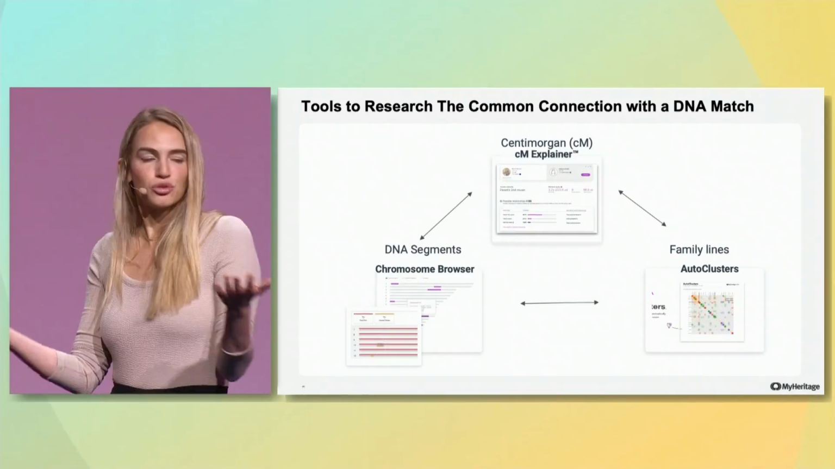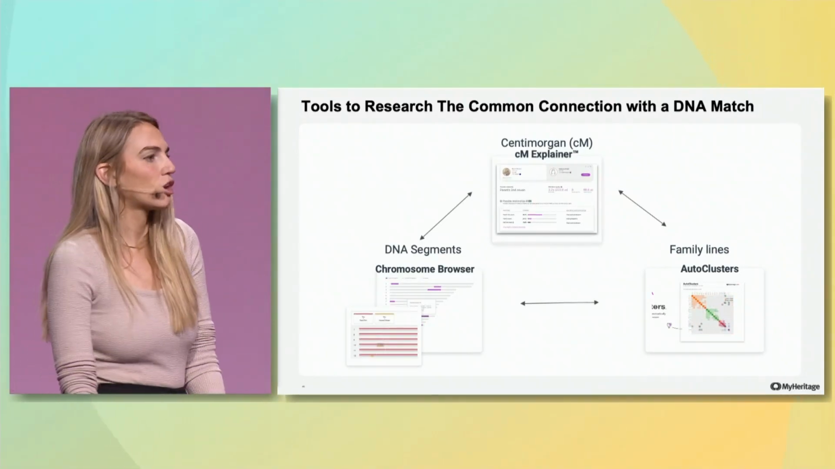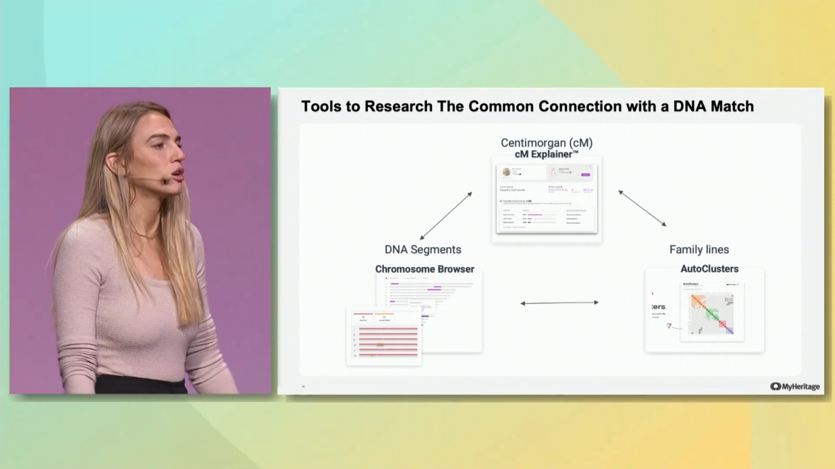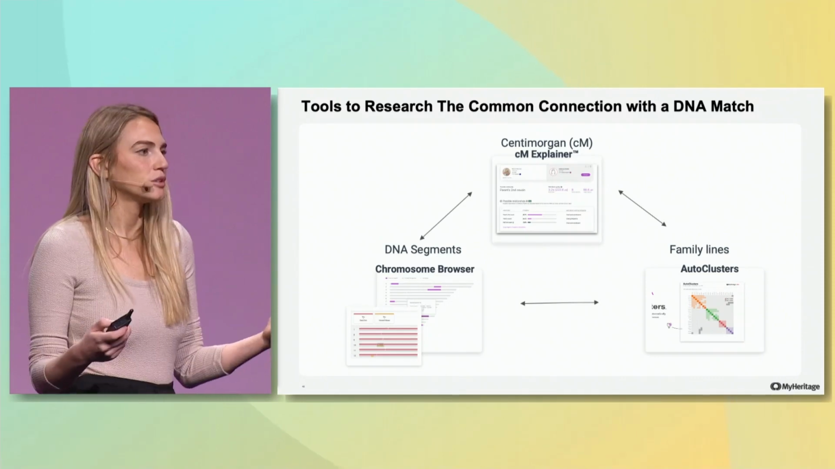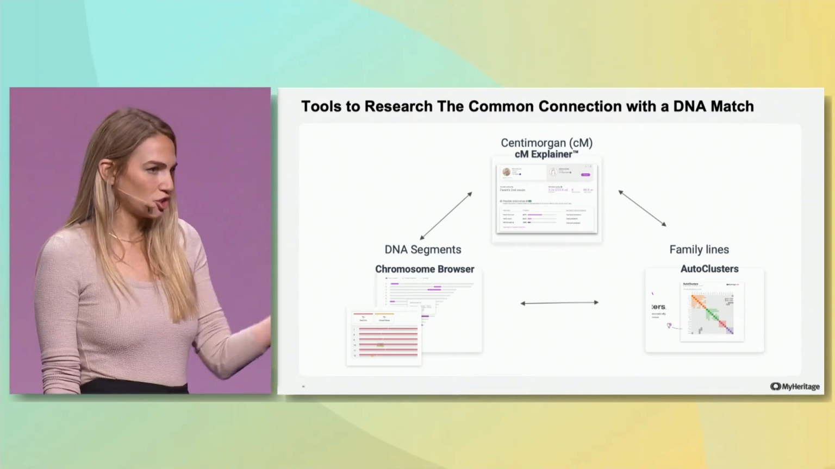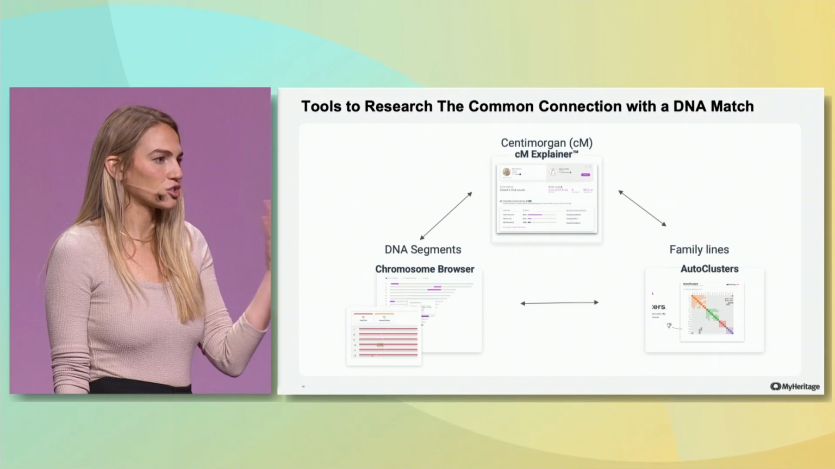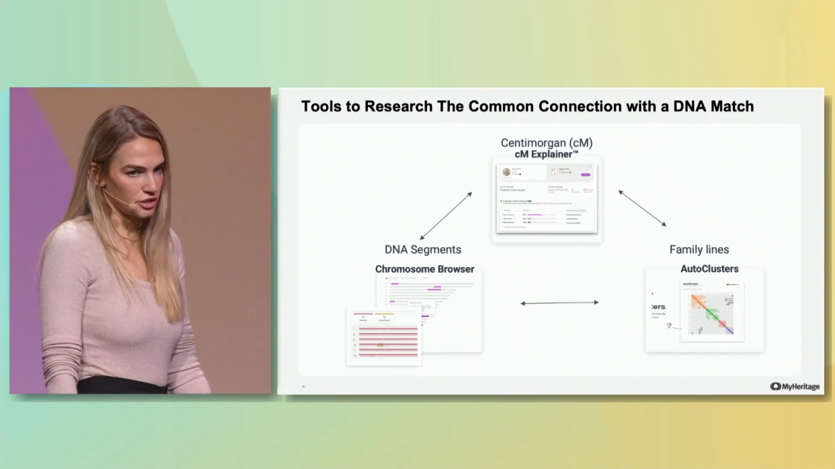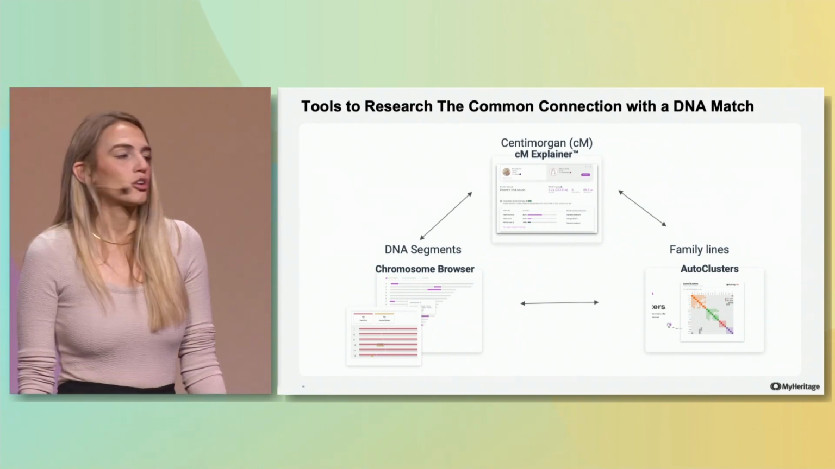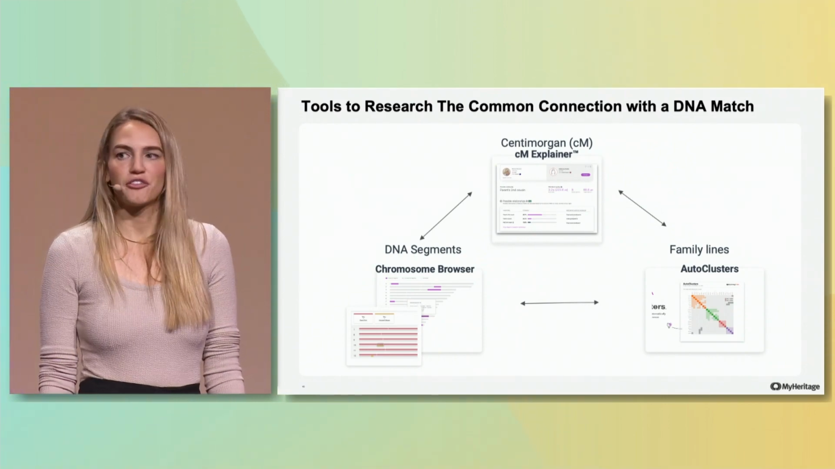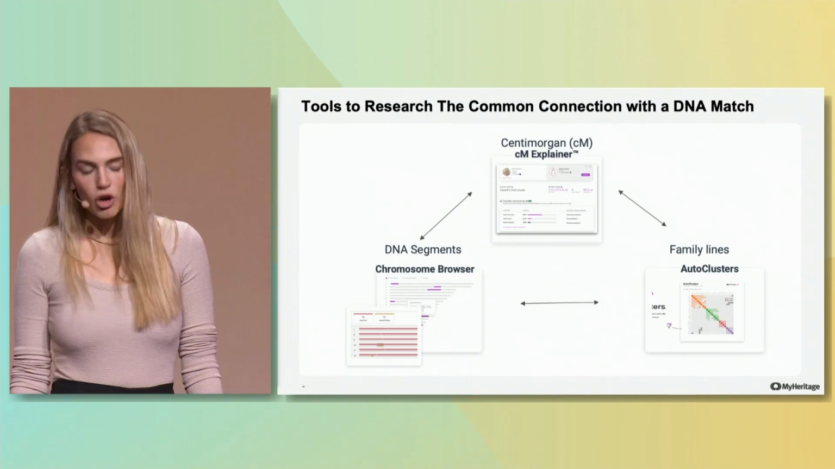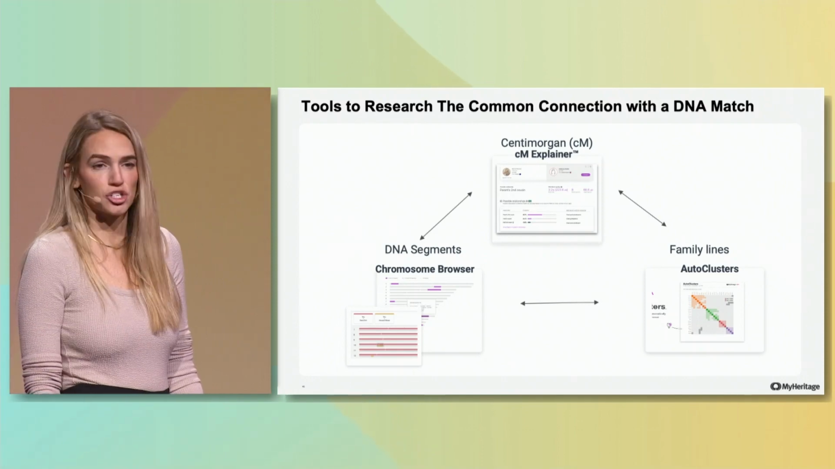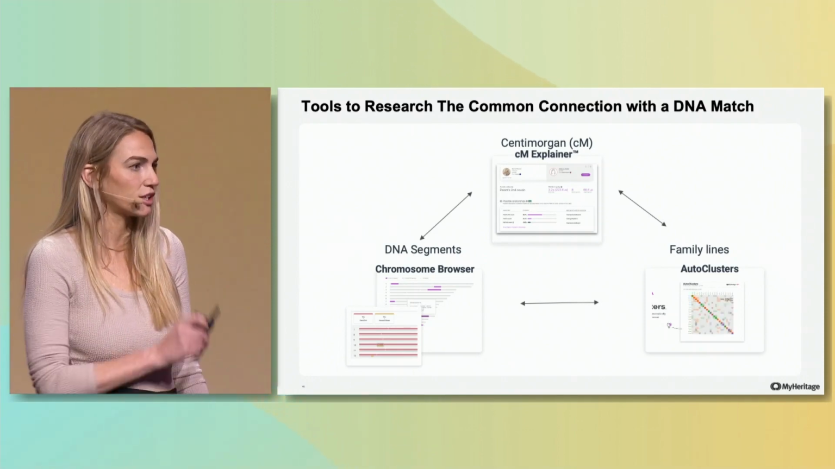Now, there are other tools to use when you want to determine the common connection with a match, and I call it the golden trio. So we have the CM Explainer, which uses centimorgans and ages to refine results and get likelihoods. But there are also two other tools that are important in that case. Autoclusters, which helps you to identify family lines in your family, and the chromosome browser, which helps you to focus your research on DNA segments, not just on shared DNA, but on specific segments that can lead you to an ancestor.